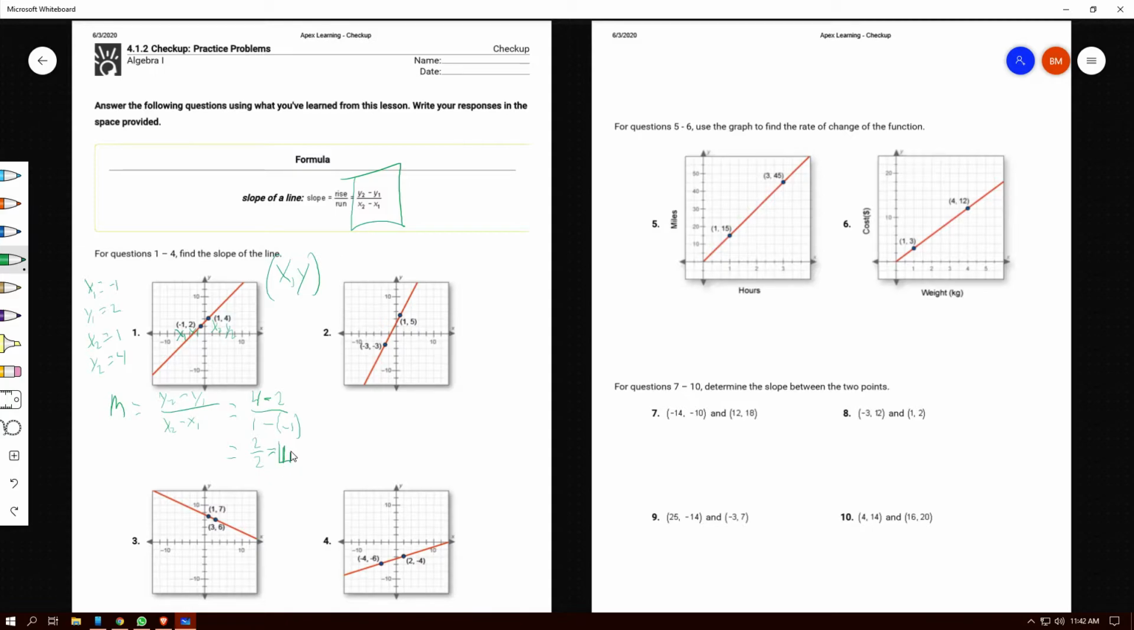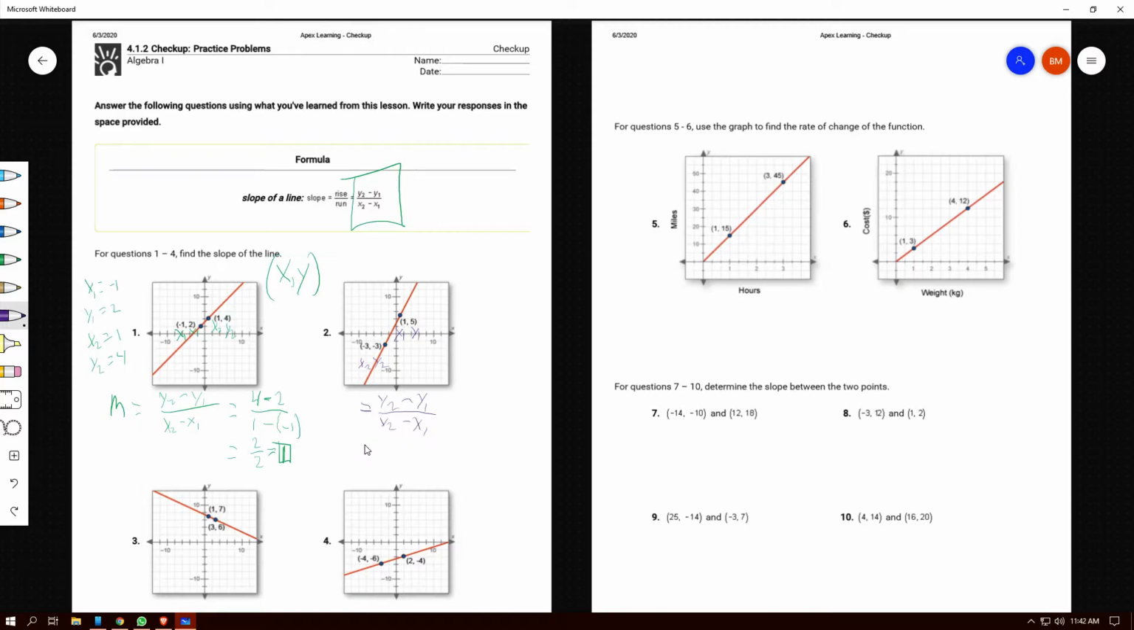So 1 is my answer. My slope is 1. I'm going to do the exact same thing for this other problem. I'm going to label this one x1, y1, this one x2, y2. I'm going to take the formula. The formula is y2 minus y1 over x2 minus x1.